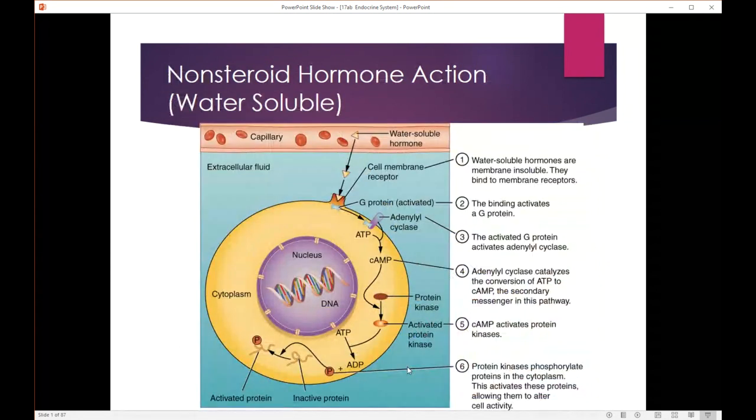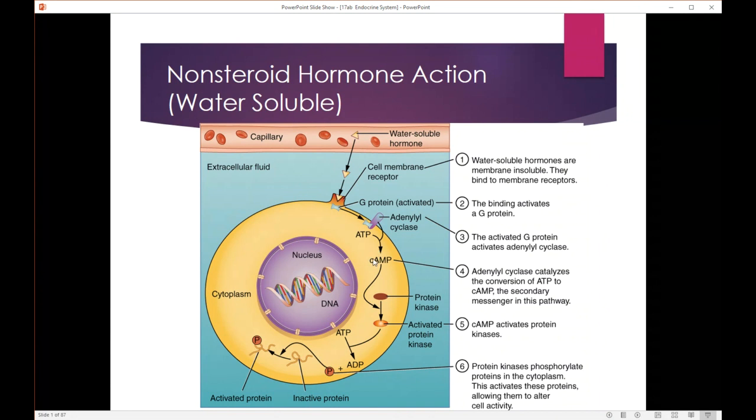Right? The non-steroid hormone action: the water-soluble hormones cannot pass through the cell membrane. And so they actually have to bind to a receptor on that cell membrane. When that happens, it's going to activate what's called a G protein. That G protein is then going to activate adenylyl cyclase. Adenylyl cyclase is going to catalyze ATP. Remember, ATP is adenosine triphosphate, and that's going to be converted to cAMP, cyclic AMP. It's referred to in many different ways, but it's cyclic AMP, which is adenosine monophosphate.